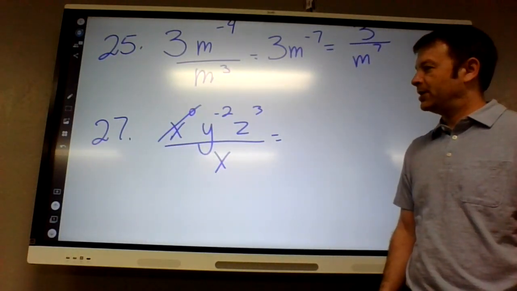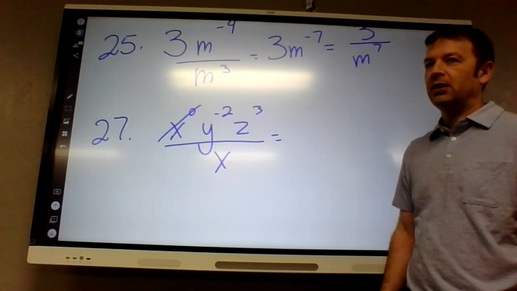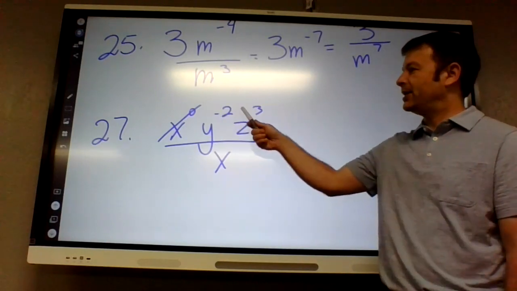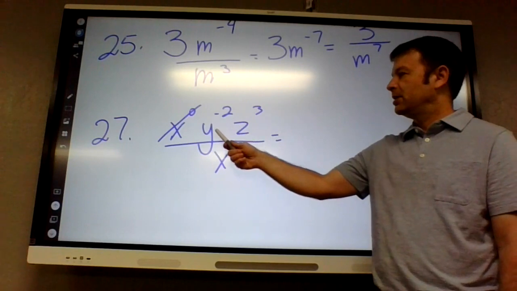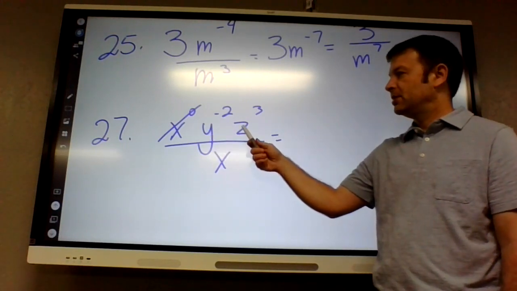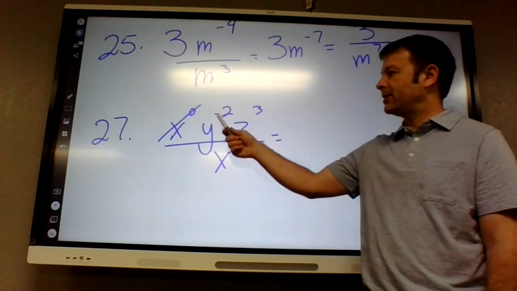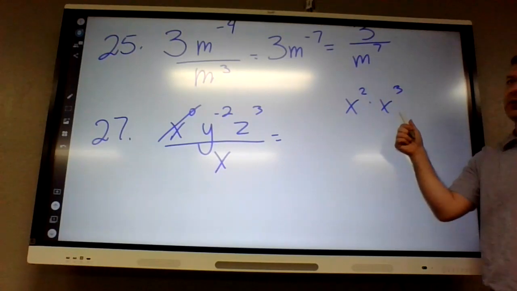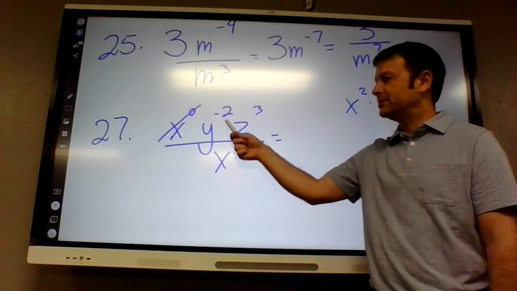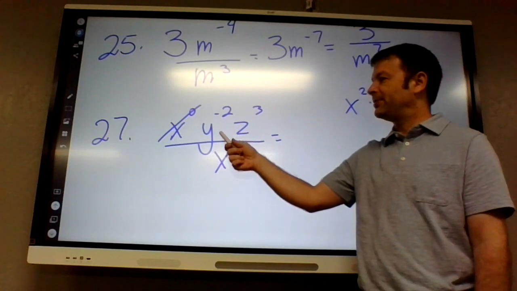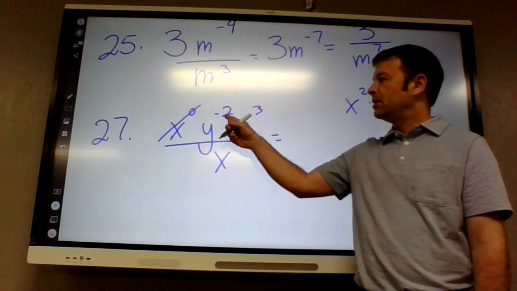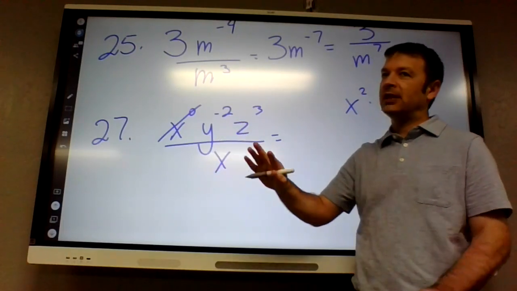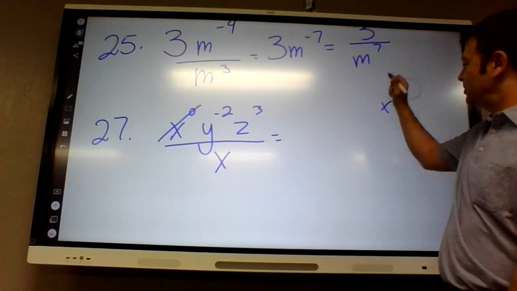I only see one thing that I need to do here. What is it? Why can we not add these exponents? Because they're not the same bases. This works because this is 5 x's multiplied together. This is not going to work. But there is something I need to do. The negative exponent needs to flip. So y squared is going to go to the bottom. That's all we can do. So z cubed is going to stay up.